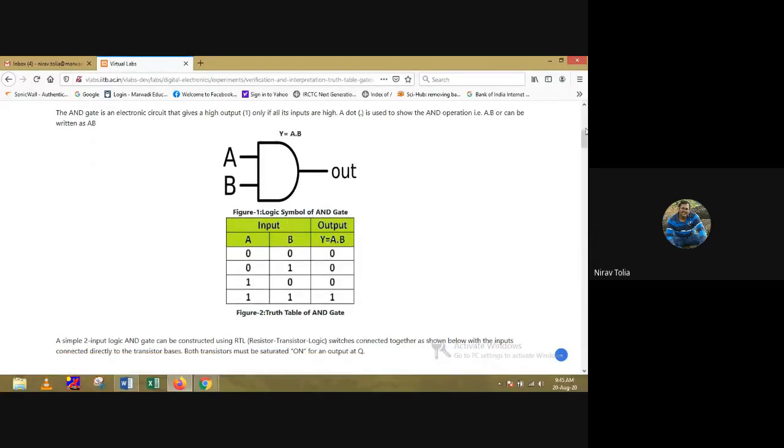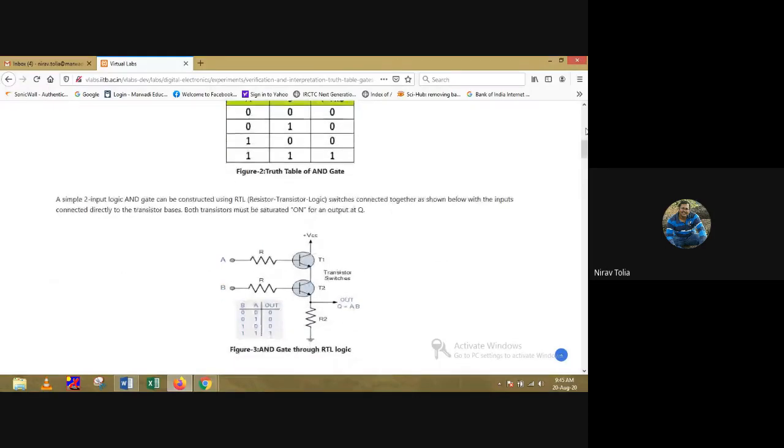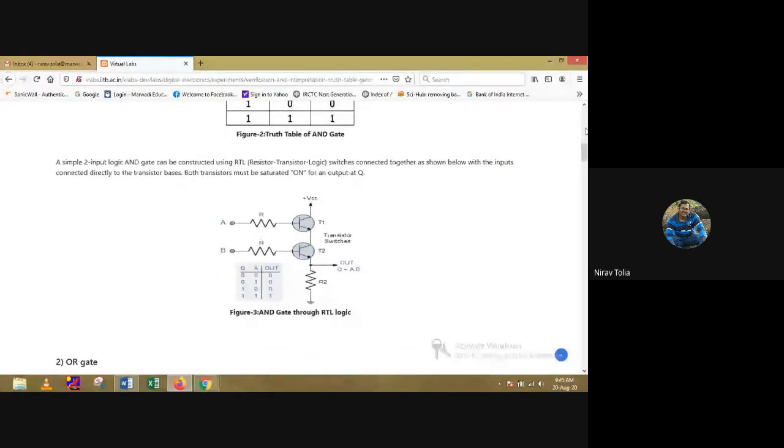Now the AND gate can be constructed by RTL logic. What is RTL? It is resistor transistor logic. As you already studied, a diode also works as a switch and a transistor also works as a switch. So here we are using transistors and a diode as switches. We are using two NPN transistors.